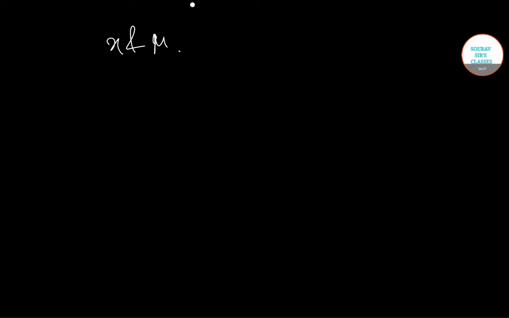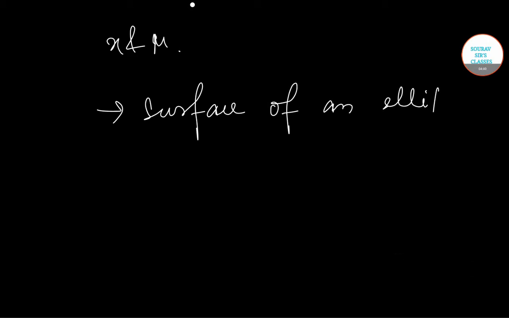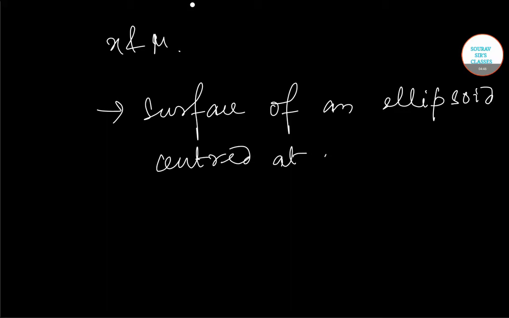The expression for c squared describes the surface of an ellipsoid centered at mu.